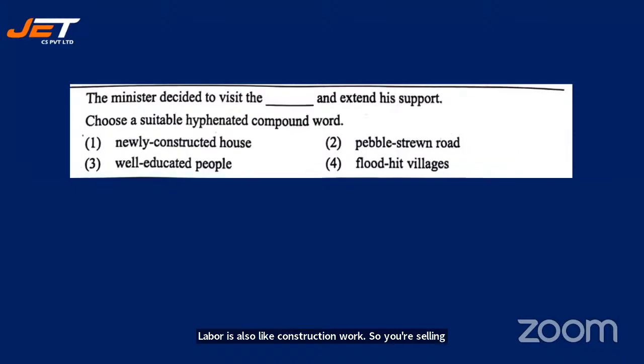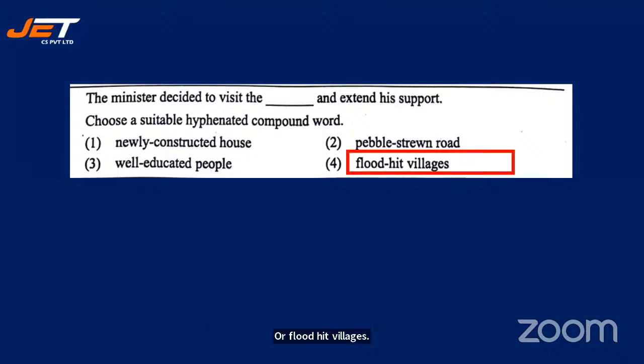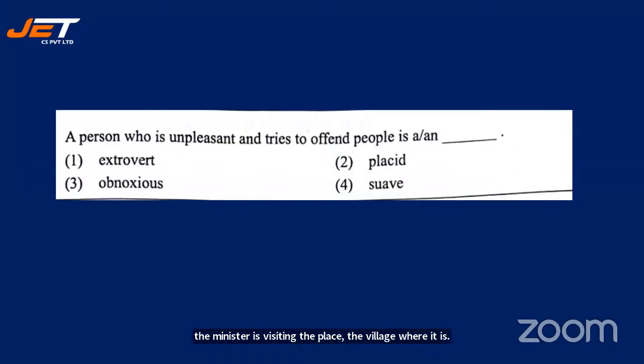The minister decided to visit the dash and extend his support. Now choose a suitable hyphenated compound word. Is it newly constructed house? Is it well-educated people? Is it pebble-strewn road, or flood-hit villages? All right, let's see. It is flood-hit villages. So the minister is visiting the village which is fully flooded, and he says, definitely, I'll support you people. All right, see the next one.